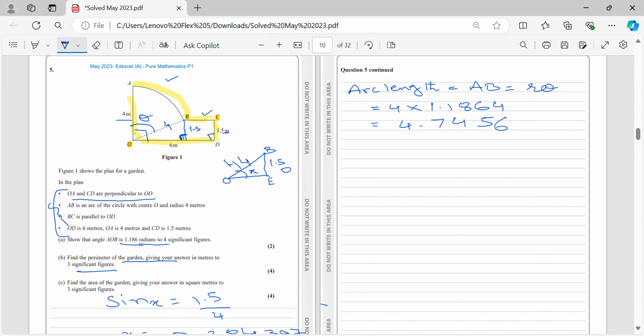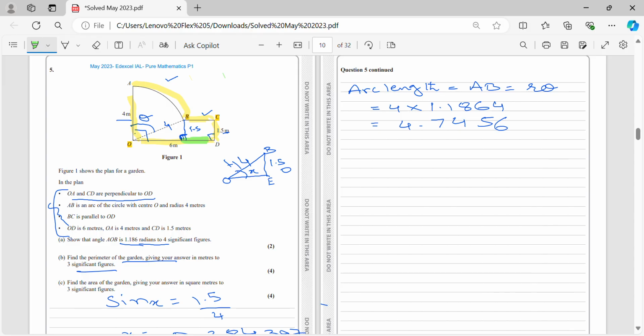The more digits you take, the more accurate the answer you will get at the end. So the arc length is 4.7456. Now I have to find out BC. Just keep in mind that the full length here is BOD, which is 6, and I don't know how much this length is.